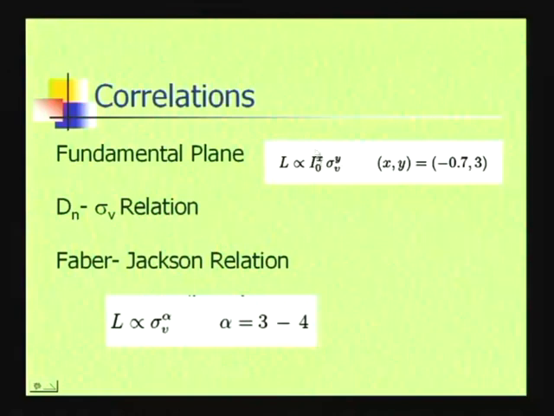So, the constant is not really known, it is uncertain, it is some number, but it is a constant, and the tight correlation exists between these three things. There is another similar relation which is called the Dn-sigma relation.